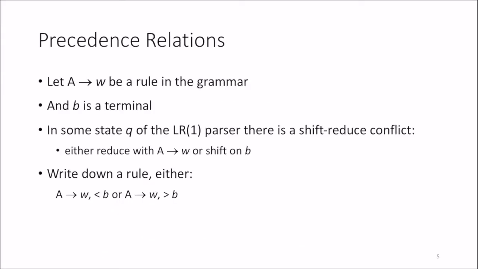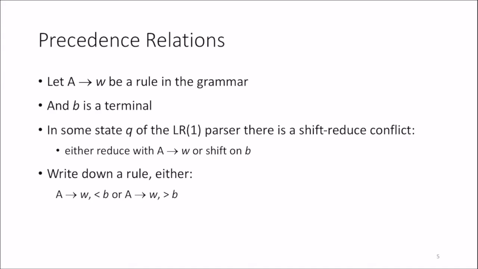So let's use a notation. This notation is slightly different from what we use in Yacc or Bison, but it's a little bit more precise. I prefer to use this one instead of what is used in Yacc and Bison, and you'll see the reason is it gives me a little more control over the precedence and associativity rules. Let's say that A goes to W is a rule in the grammar, B is some terminal symbol, and in some state of an LR1 parser there is a shift reduce conflict. So you can either reduce with A goes to W or shift on a B.